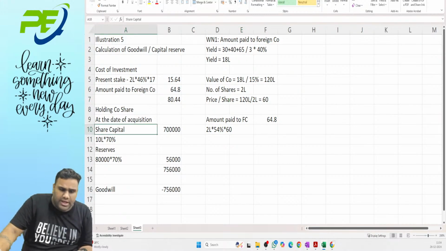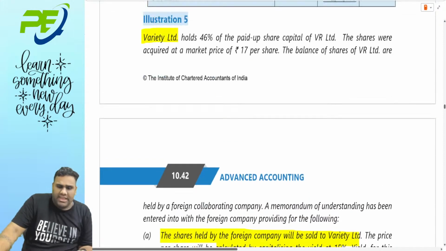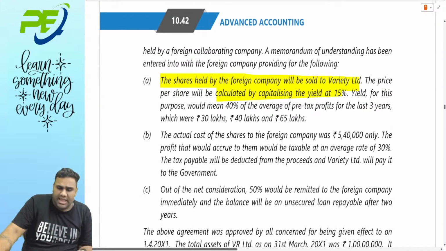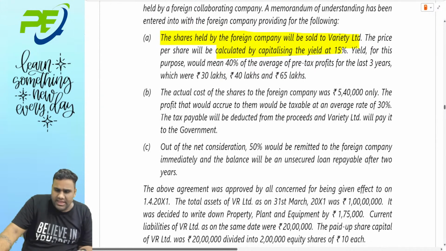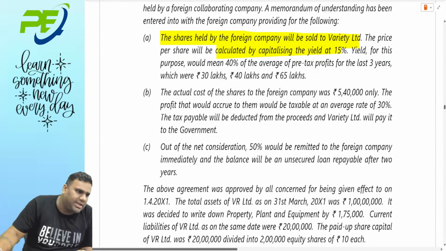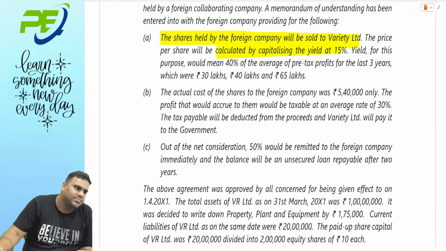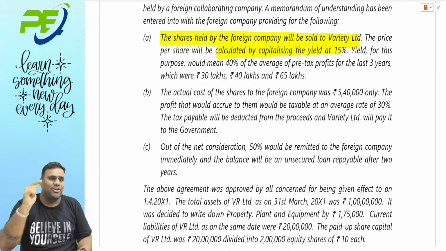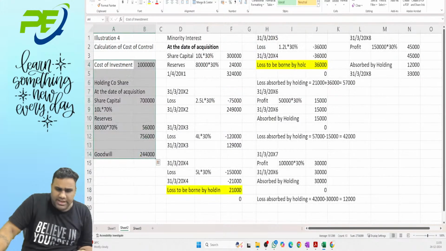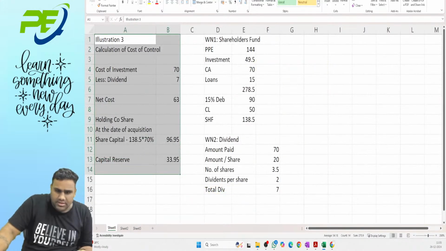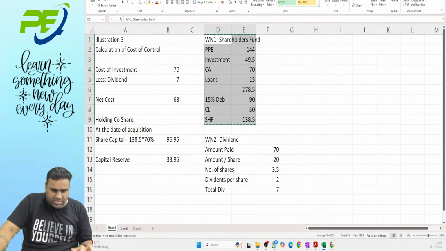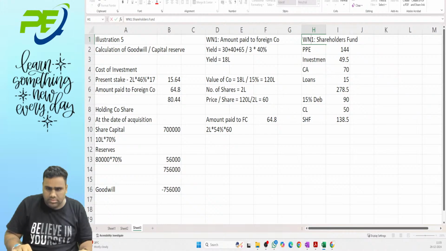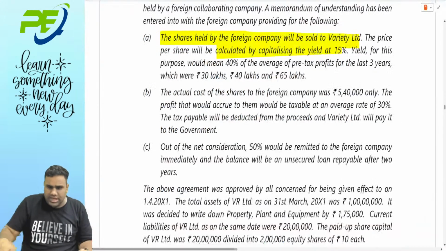Now, on the date of acquisition, have they given the share capital? Yes. But then why have they given us PPE, total asset, and so on? Because they did not give us the reserve. So just like how we did in the previous problem, we have to calculate shareholders fund. Working note 2, shareholders fund.